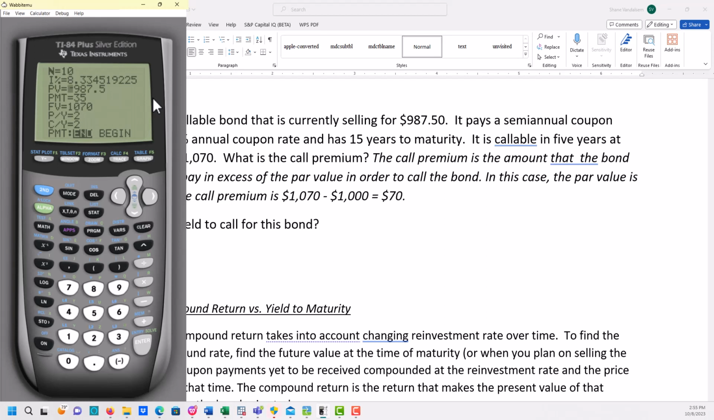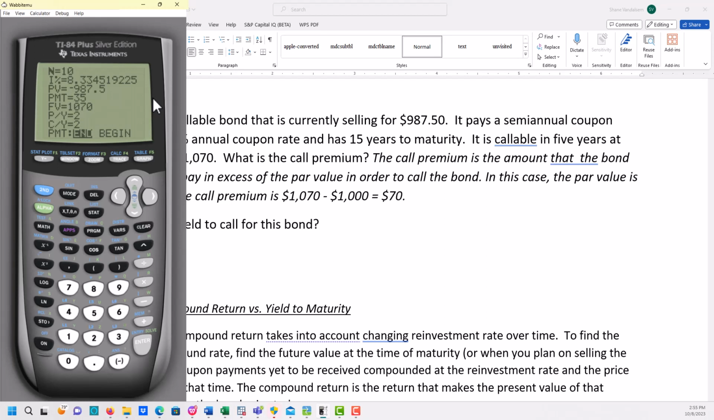Our present value is what we're paying for that bond today. It's $987.50. The payment is not based on the call value. It's based on just the par value, the $1,000. And that's a mistake I see people make sometimes: they'll put 1,070 multiplied by that 7% and get a number that's a little bit different. In this case, it's 7% of 1,000, which is $70. Because there are 2 payments per year, we divide that by 2. And because there are 2 payments per year, we have our payments per year down here equal to 2.